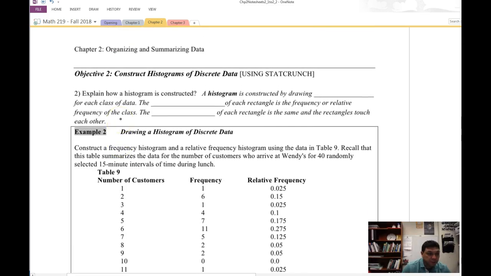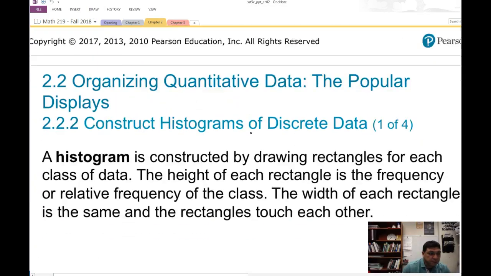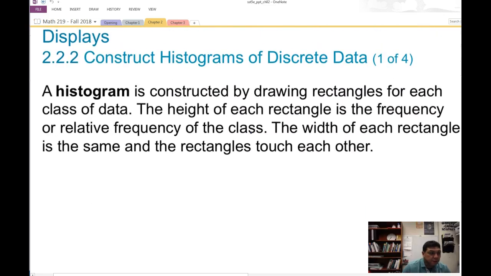The example now is talking about histograms. To show you what I mean by histograms, you can see different ways here. There's our example. What is a histogram? It's constructed by drawing rectangles, so it's similar to a bar graph. The only difference is the width of each rectangle is the same and the rectangles touch each other. The height of the rectangles is a frequency or relative frequency. So keep that in mind.